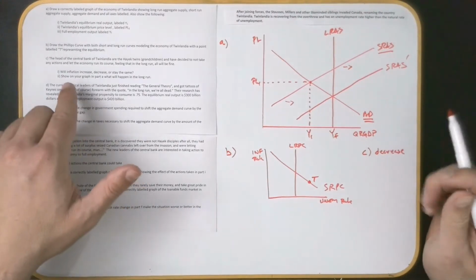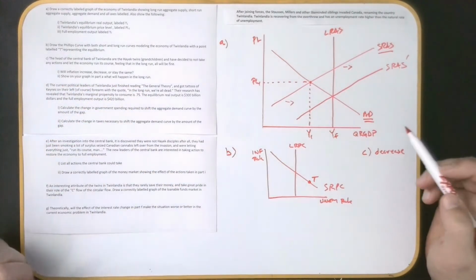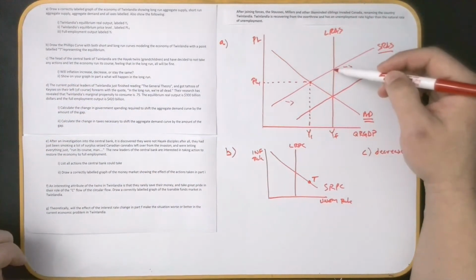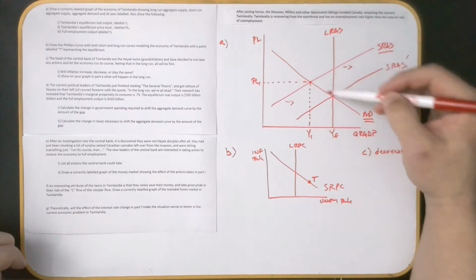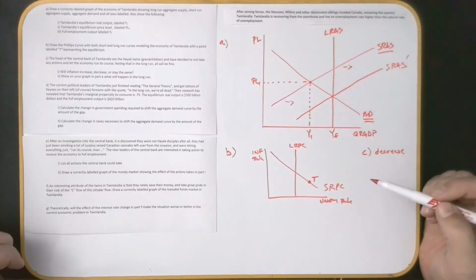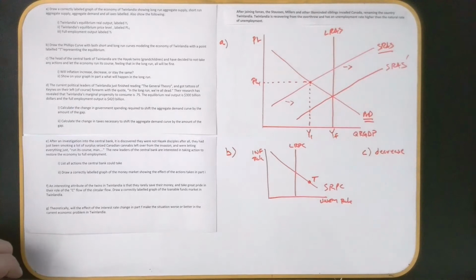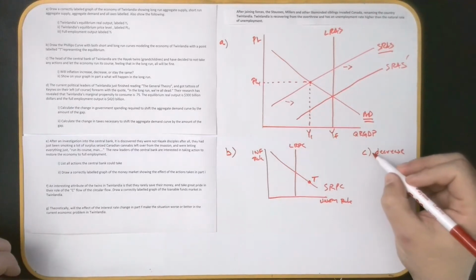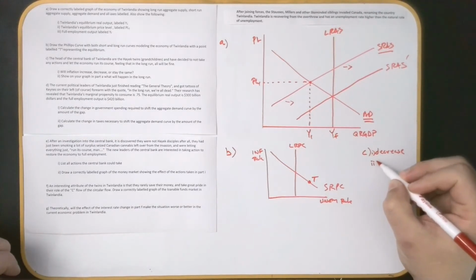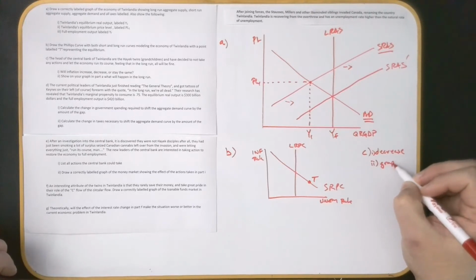Now, what it would have been better maybe to say is, will inflation in the long run increase, decrease, or stay the same? It'll decrease. You can see it's going down. Okay, it went from here to here, showing your graph in part A what will happen in the long run. There it is. Okay, so that was 1, and then for 2, I'll just put see the graph. Okay.